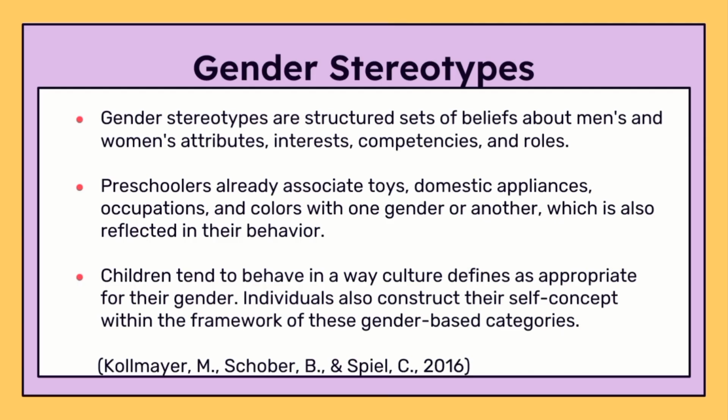Okay, so there are kinds of stereotypes. The first is gender stereotypes. Gender stereotypes are structured sets of beliefs about men's and women's attributes, interests, competencies, and roles. Preschoolers already associate toys, domestic appliances, occupations, and colors with one gender or another, which is also reflected in their behavior. Children tend to behave in a way culture defines as appropriate for their gender. Individuals also construct their self-concept within the framework of these gender-based categories.